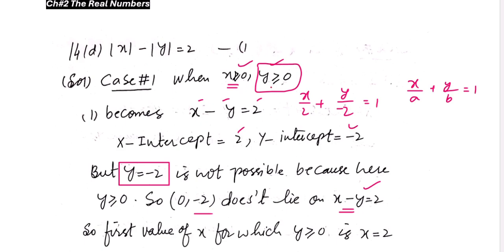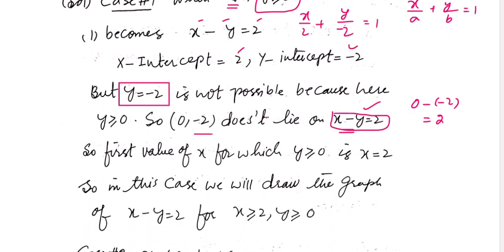Both are non-negative. So y is equal to minus 2 algebraically satisfies this equation. If you put x is equal to 0, y is equal to minus 2, this is equal to 2, algebraically it's satisfied, but conceptually this does not satisfy this case. So the first value of x for which y is greater than or equal to 0 is x is equal to 2. So in this case, we will draw the graph of this line for x greater than or equal to 2, y greater than or equal to 0.